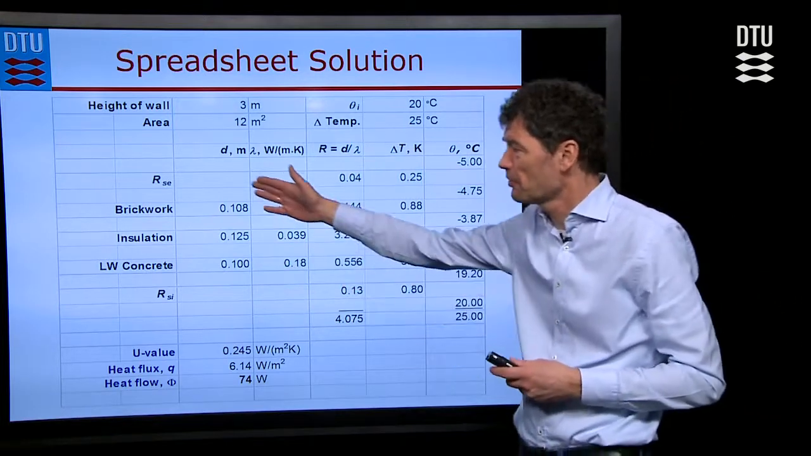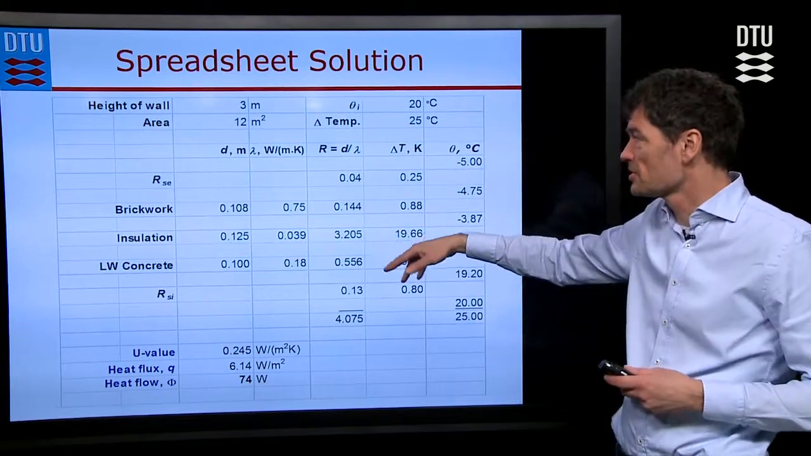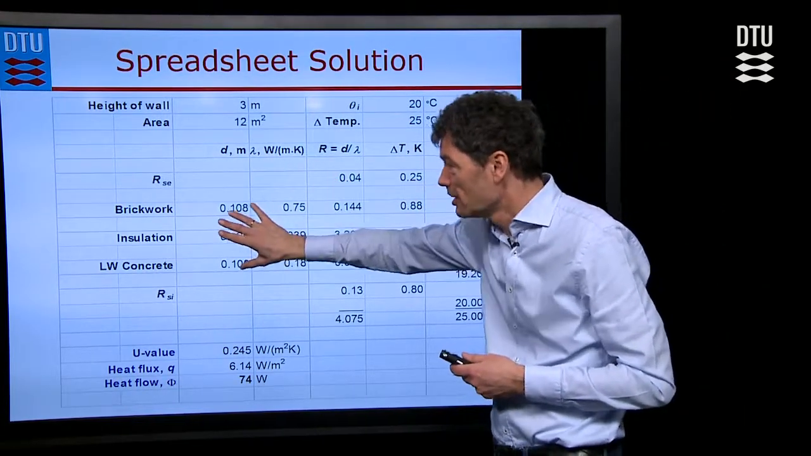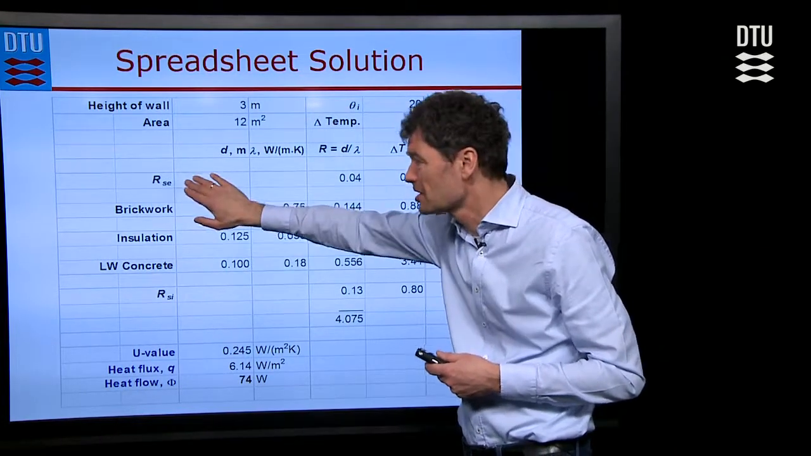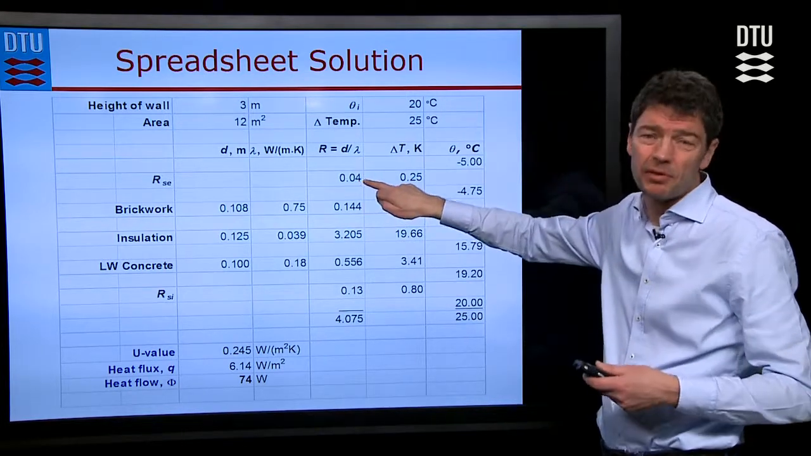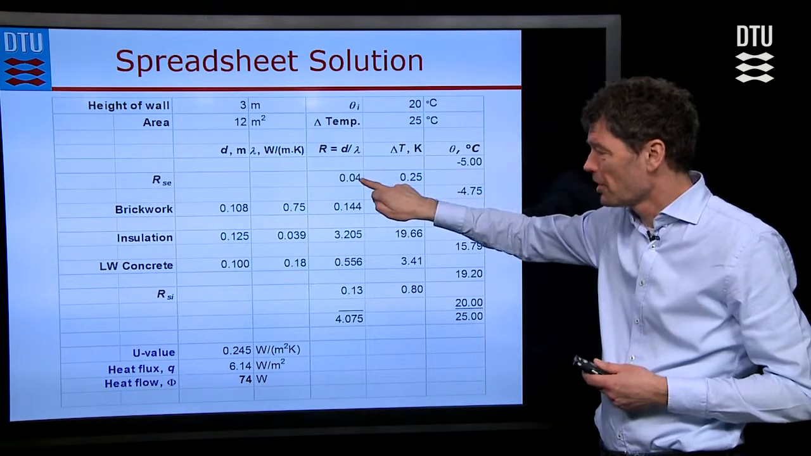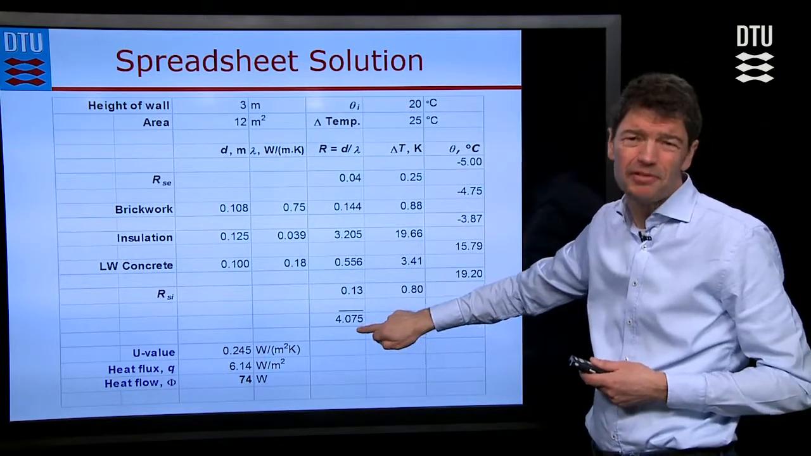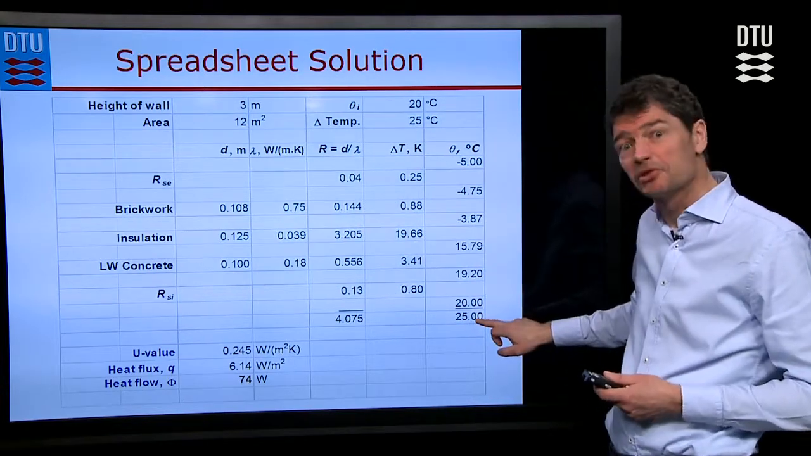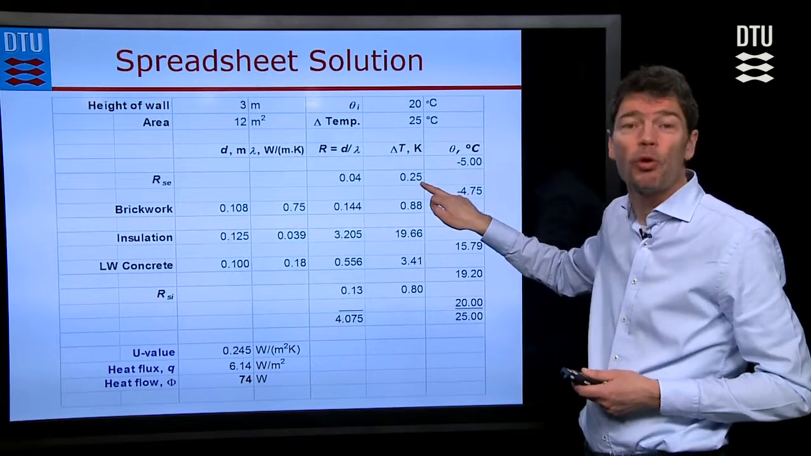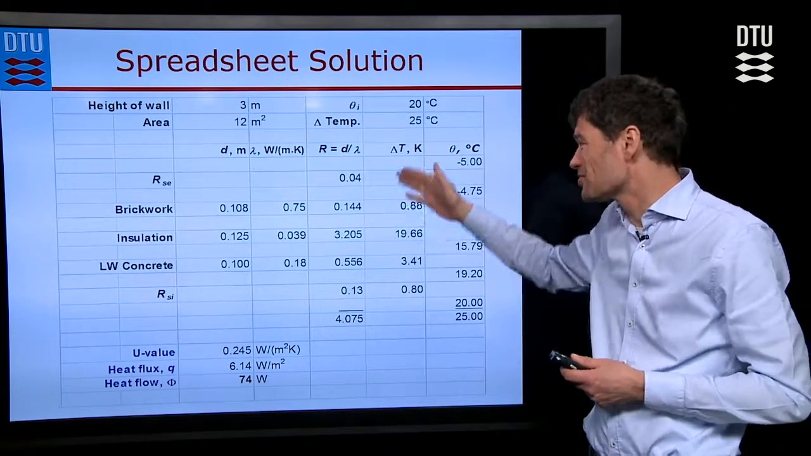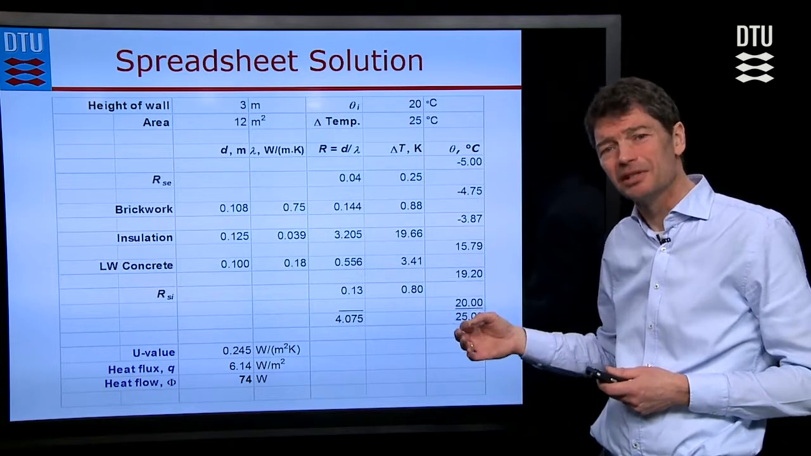It's more or less the same as we had before, the same layers, the same resistances and such. But now I've added the temperature drops that come over each of these three real building material layers and the exterior and interior surface resistances. For instance, for the exterior surface resistance, we have 0.04 as a ratio of 4.075, the total resistance. If we multiply that ratio with the total temperature difference of 25 degrees, we see a 0.25 degrees centigrade temperature drop over the exterior surface resistance. And so forth you can calculate for all the other material layers in your construction.